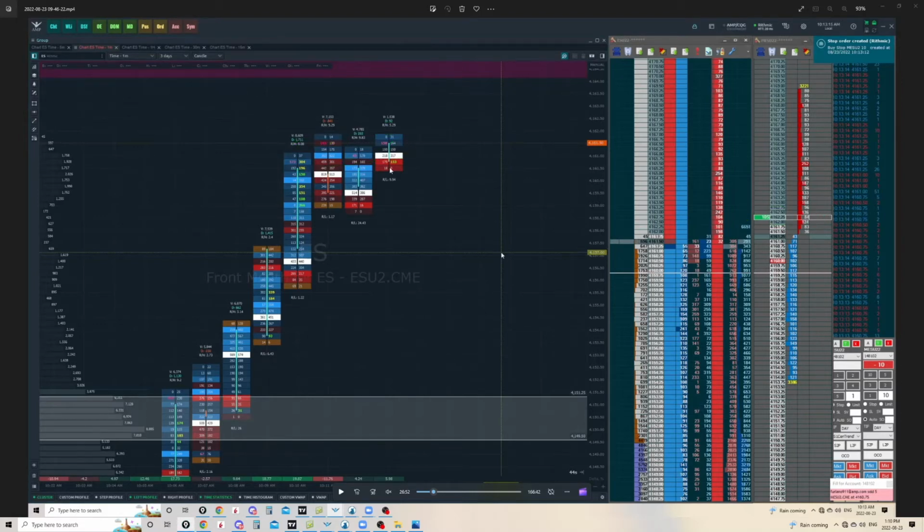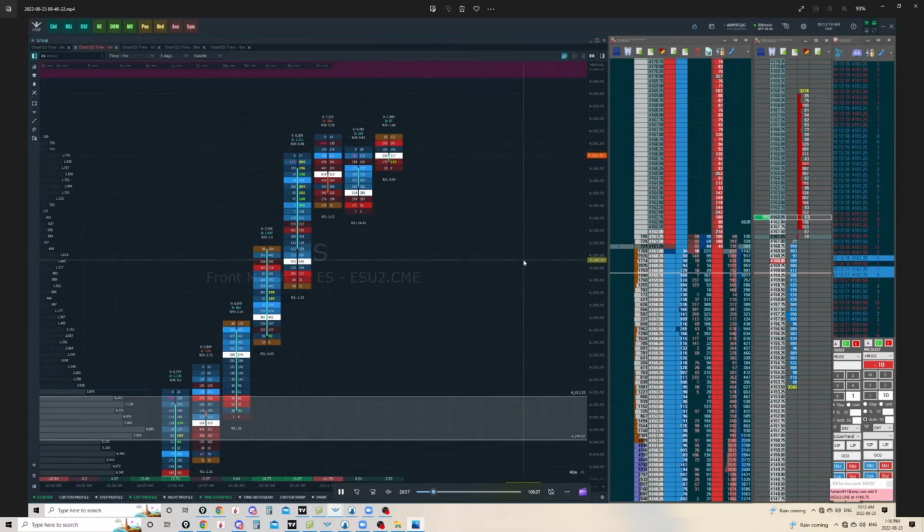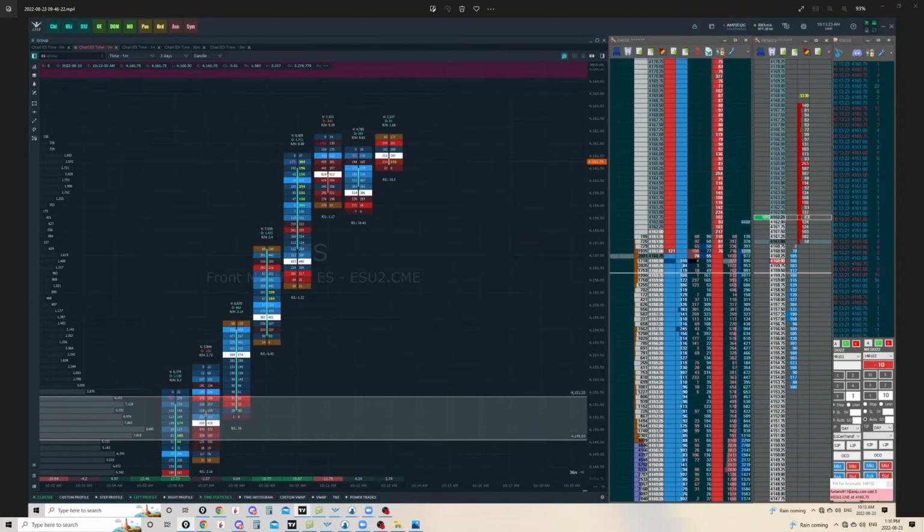I'll take my stop, honor my stop, and re-enter the trade if I get faked out and I have to get short again, okay? But for now, we're going to honor our stop. It comes one tick from my stop. I don't panic. This is the trade.